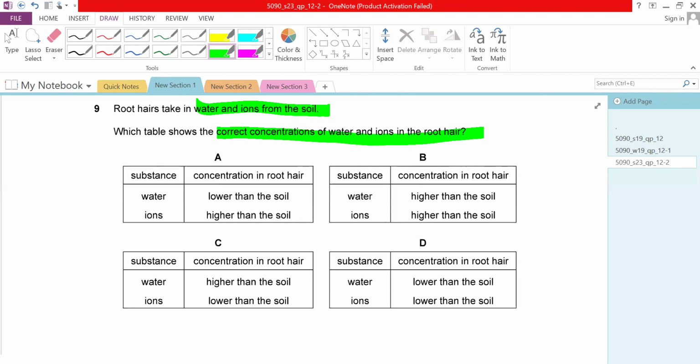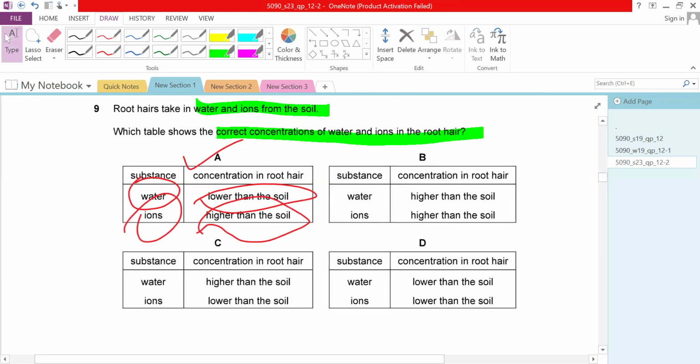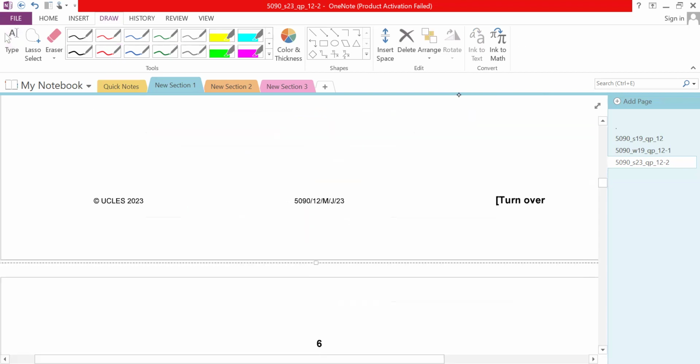Option B, water higher than soil and ions higher than the soil. Option C, water higher than the soil, ions lower than the soil. Option D, water lower than the soil and ions lower than the soil. Okay, the correct option for question number 9 is A, that water has the concentration lower than the soil, so more water comes in. And ions have the higher concentration than the soil.